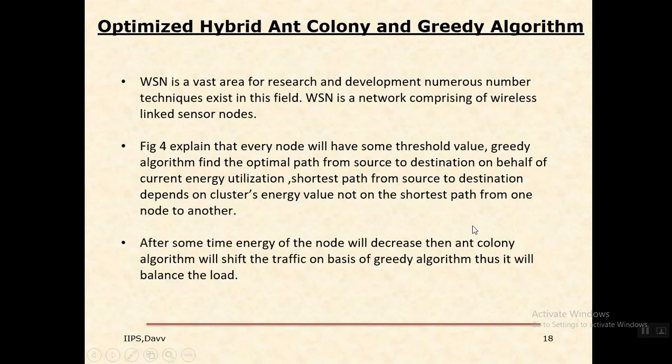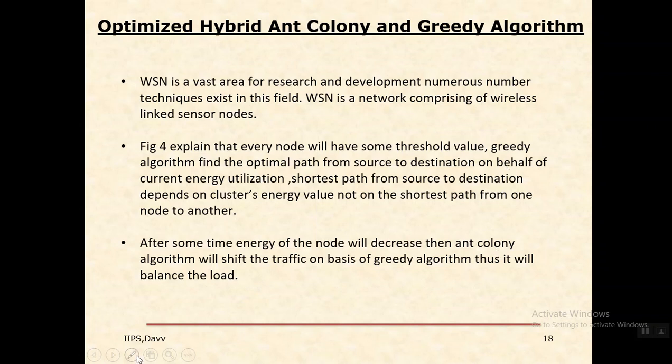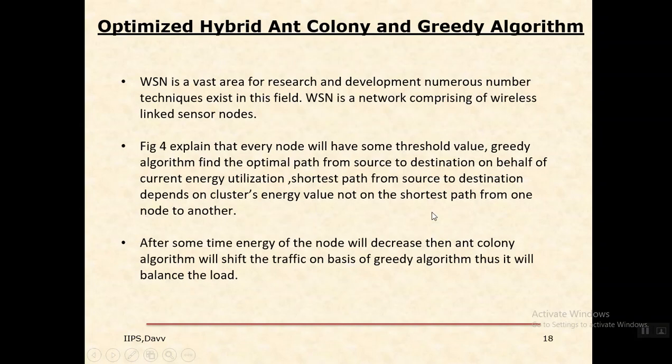Optimized hybrid ant colony and greedy algorithm. Here we have a diagram which would be easy to understand. When this algorithm starts, there are n number of nodes and each node has a particular threshold value. Here we are applying a greedy algorithm. According to the current energy utilization, this greedy algorithm routes the load to the nodes, and when new traffic is arriving, the ant colony algorithm will shift the traffic on the basis of the greedy algorithm.